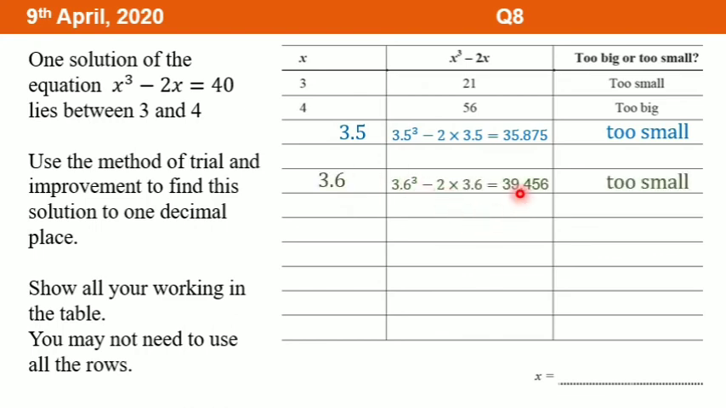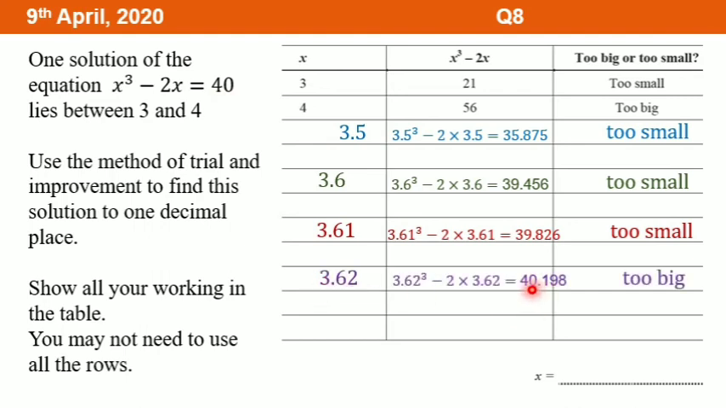When I use 3.6, the answer is 39.456. This number is already close to 40, but I want to make myself more sure. So I'll try 3.61. When it is 3.61, my answer is 39.826 and it is smaller than 40 still. So I check using 3.62. My answer is 40.198. This is bigger than 40.